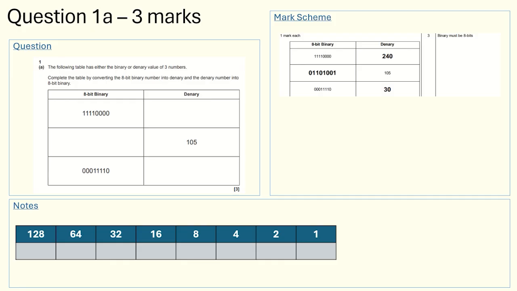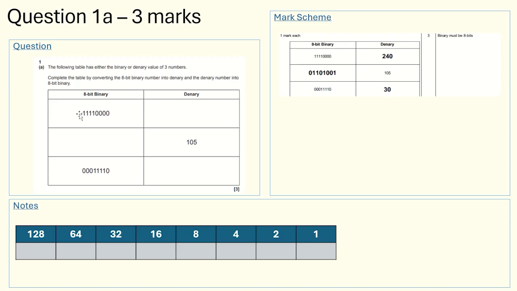Just as a point of reference here, though, we are converting into 8-bit binary. So we do need to make sure that this field here, when we fill it in, is in 8-bit. So let's have a look then. What we need to do is create a table first of all here, which I've done.